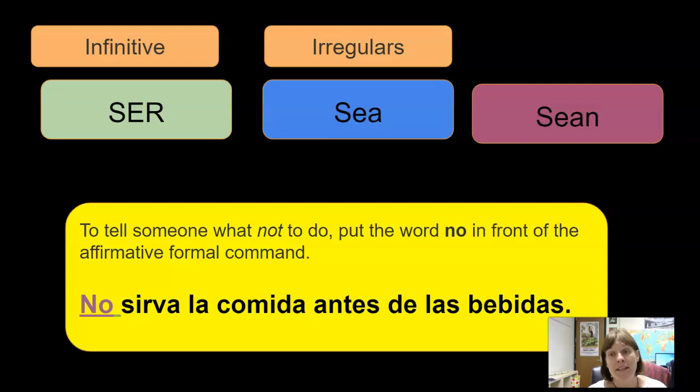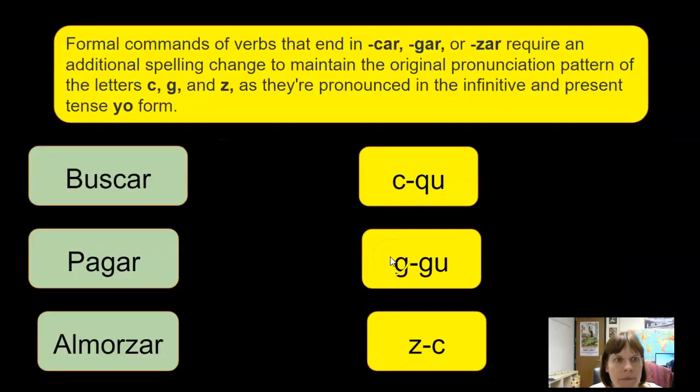So if you wanted to do it negative, to tell someone what not to do, all you have to do is put no in front of it. There's nothing more to it. No sirva la comida antes de las bebidas. Don't serve the food before the drinks. No sea mal para su mamá. Don't be bad for your mom. So the negative part is muy fácil, por lo menos, for the most part.